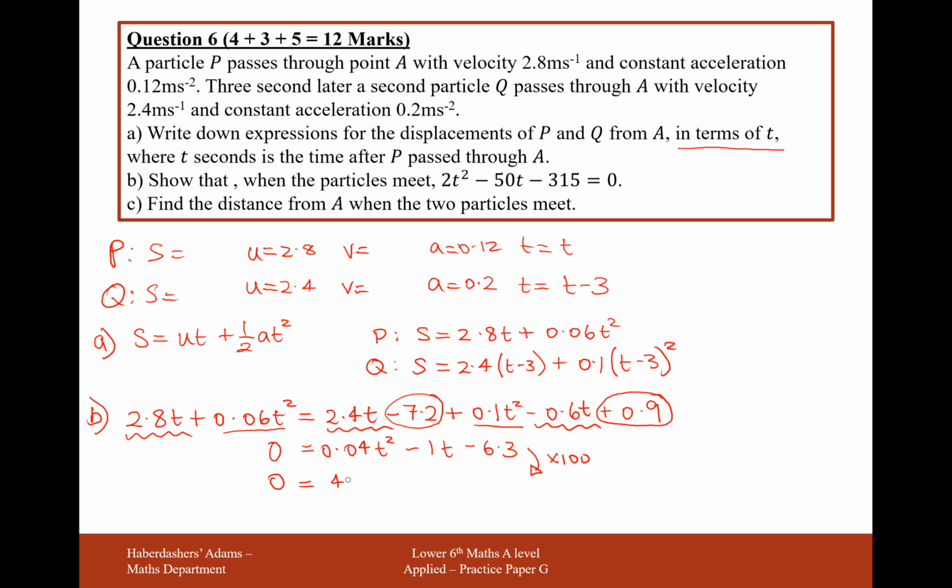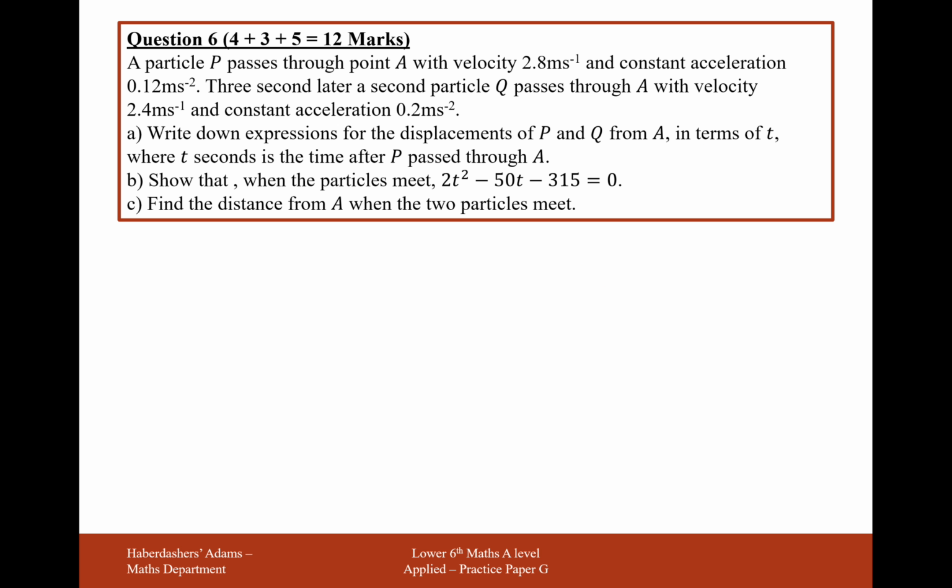0 equals 4t squared minus 100t minus 630. And good, we're looking for this. So divide through by 2 now. I'm going to get 2t squared minus 50t minus 315. Perfect, that's how we've shown it. Part C now: find the distance from A when the two particles meet.